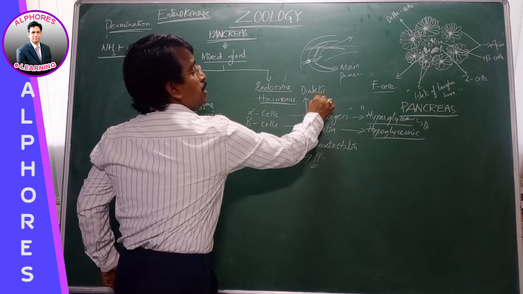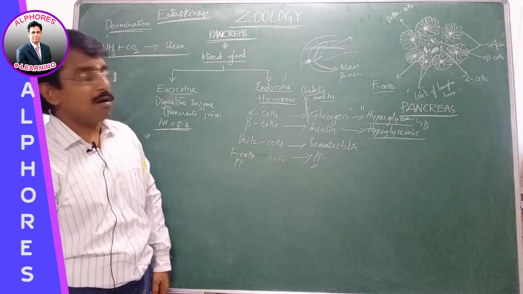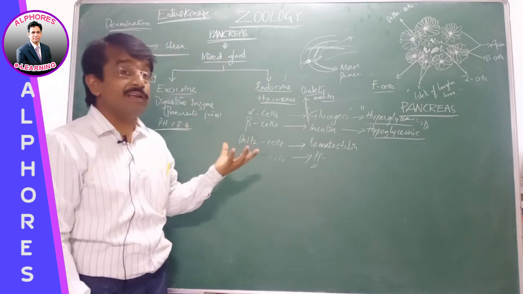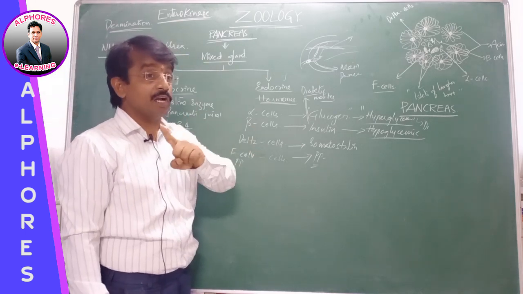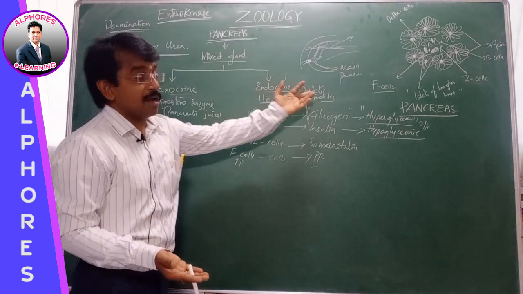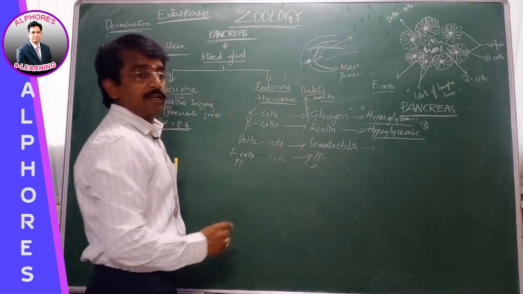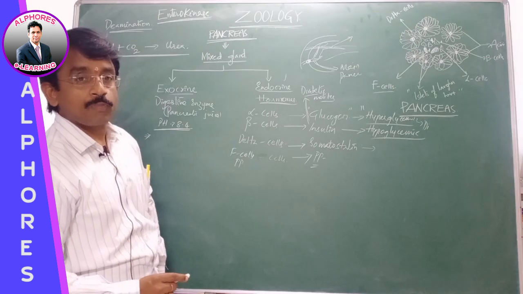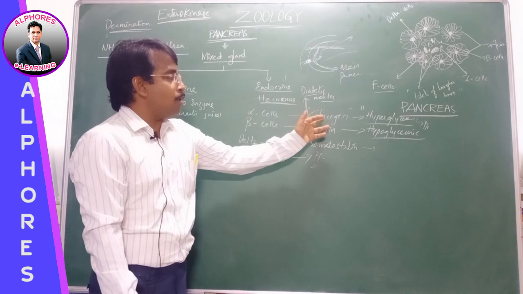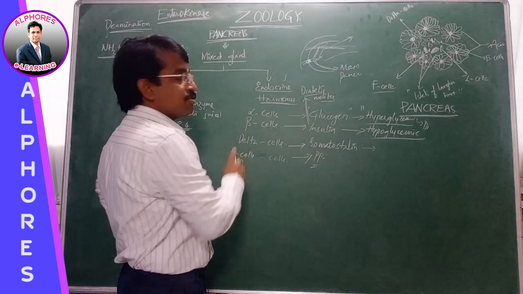Diabetes mellitus is one of the hormonal disorders where the glucose levels increase. Why? Insulin's function is converting glucose into glycogen. So glucose levels are increasing. That's diabetes mellitus. Next, delta cells secrete somatostatin. Somatostatin inhibits the glucagon and insulin action, which means it regulates their release.